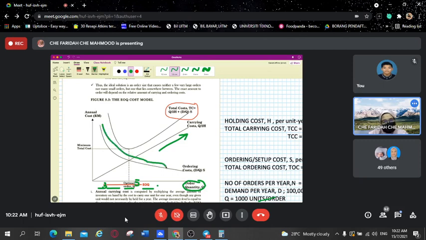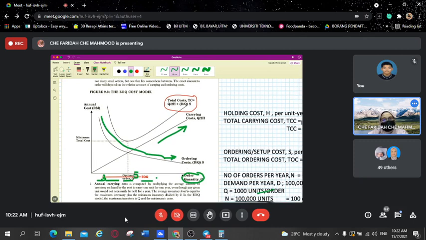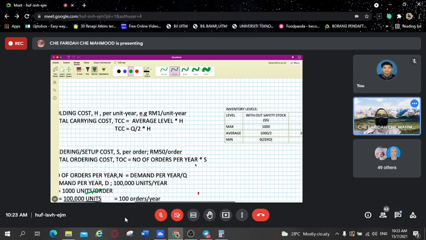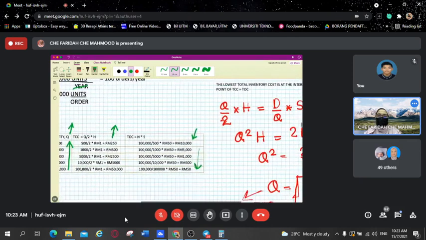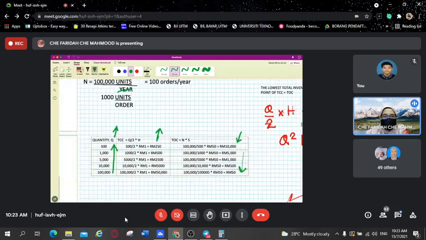Kenapa macam tu? Why is it? And you notice that, alright, the total cost is the cost of carrying plus ordering. When you total up here, dia akan become macam ni. Okay. Why ordering cost? The more you order, the less you incur the cost. The more you order, the ordering cost become lower. Why? Kenapa agak-agak? Okay, let me explain this.